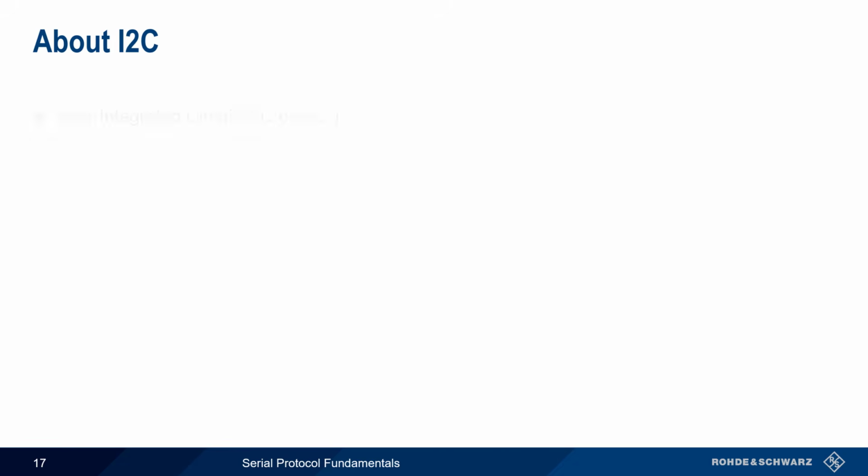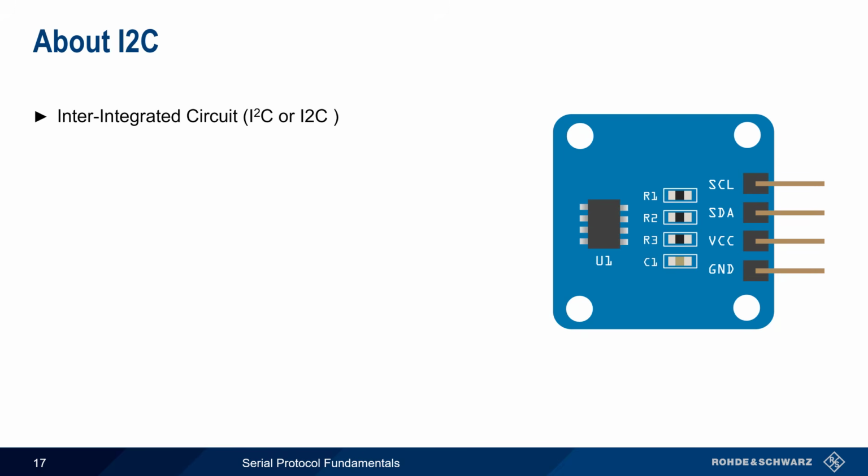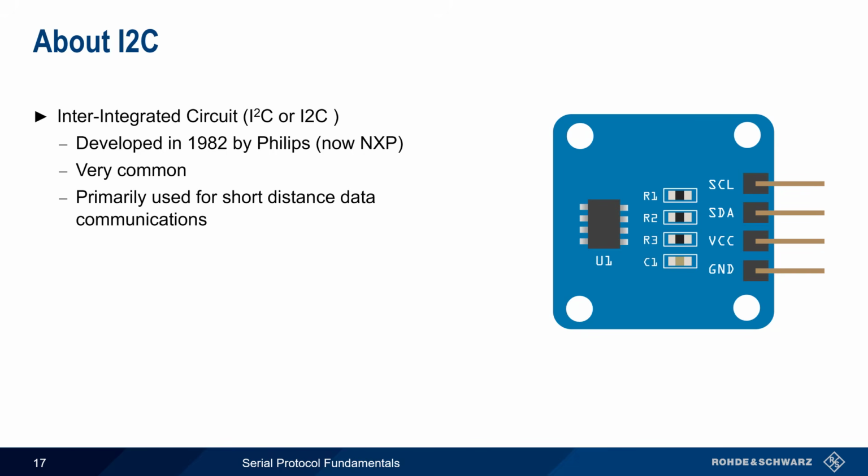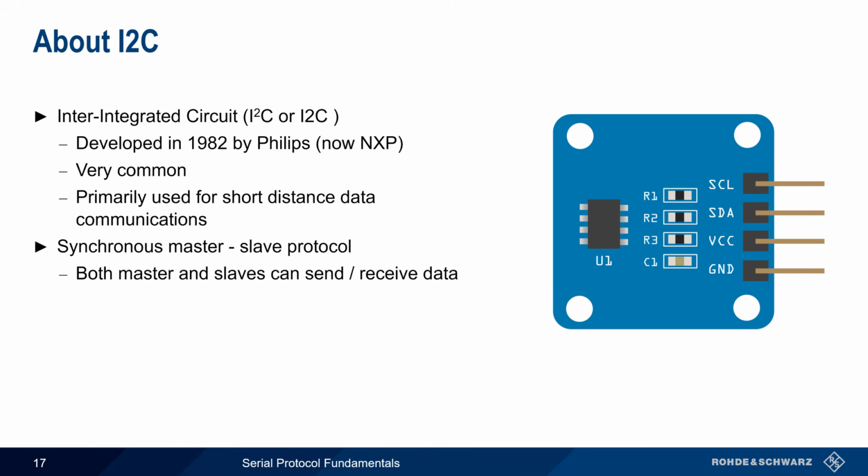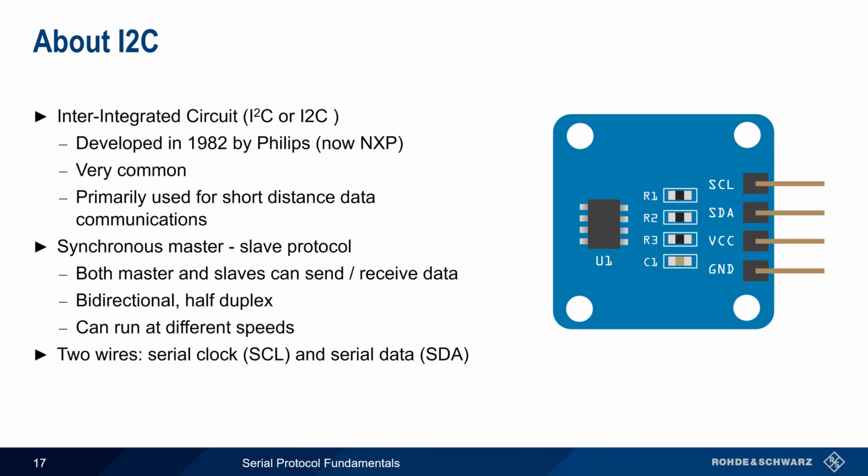The Inter-Integrated Circuit Protocol, commonly called either I2C or I-squared-C, was developed in 1982 by Philips, now part of NXP. It's one of the most common serial protocols, and, as the name implies, it's primarily used for short-distance data communications. I2C is a synchronous master-slave type protocol, in which both the master and the slaves can send or receive data. It operates bidirectionally in half-duplex mode and can run at different clock speeds. Only two wires, serial clock and serial data, are used in I2C.